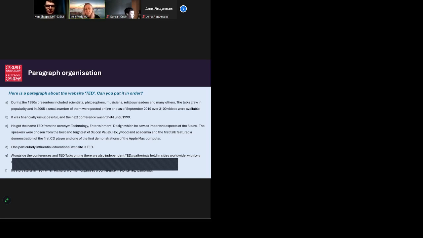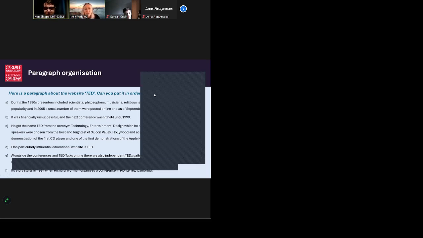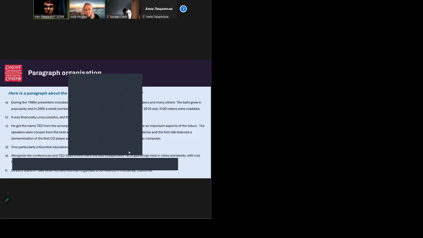Work together with your group to put it into the correct order. It is the next task on your worksheet. So you can share your worksheet in the breakout room. I'll give you about 5 minutes.